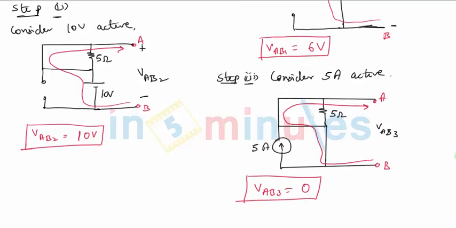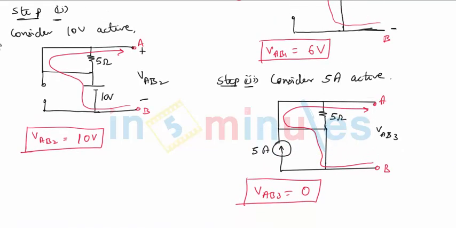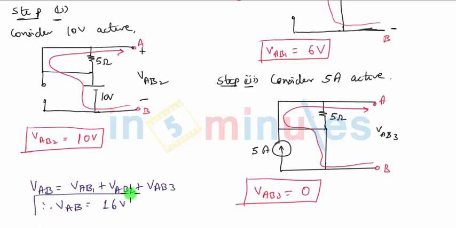And hence, because I've got all the 3 values, VAB1, 2 and 3, I can now quickly define my final voltage VAB. According to the superposition theorem, it will be the sum of all the 3 values, and therefore VAB is equal to 16 volts. So that's the final answer.